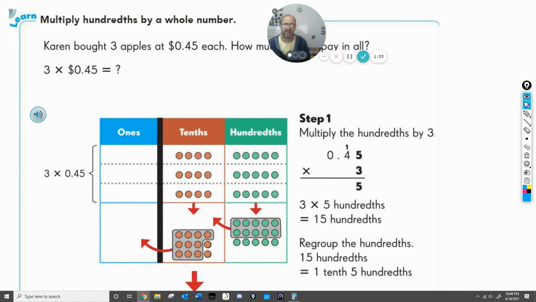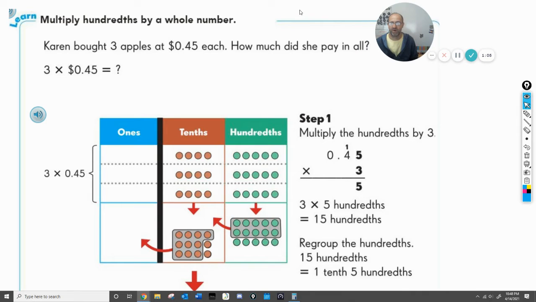How much did she pay in all? Of course, I'm in the way. Well, you do 3 times 45 cents, right? So what they're doing right here is showing it in the place values chart. Here's 45 cents in this row, here's 45 cents in this row, here's 45 cents in this row. The 40 cents being 4 tenths and the 5 cents being 5 hundredths.